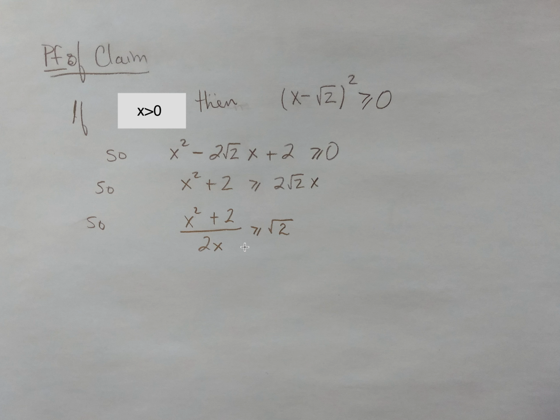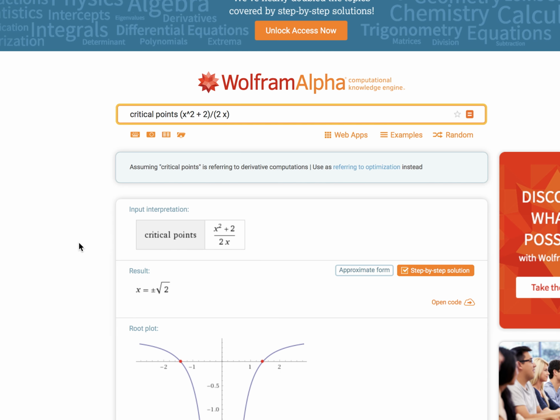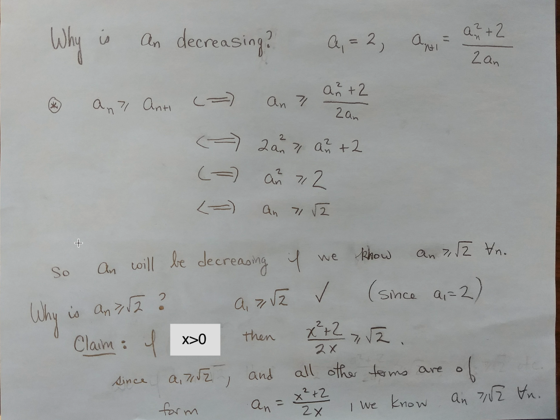Right? So this is a kind of tricky problem. It had a few steps to show that it was decreasing. We did some algebra to see that that was equivalent to showing that an was always at least square root of 2. And we went to Wolfram Alpha. Let's see, I just typed minimize. Maybe if I type critical points of this function, it's going to show me that the critical points are happening when x is plus or minus root 2. That's sort of showing our stability point there.